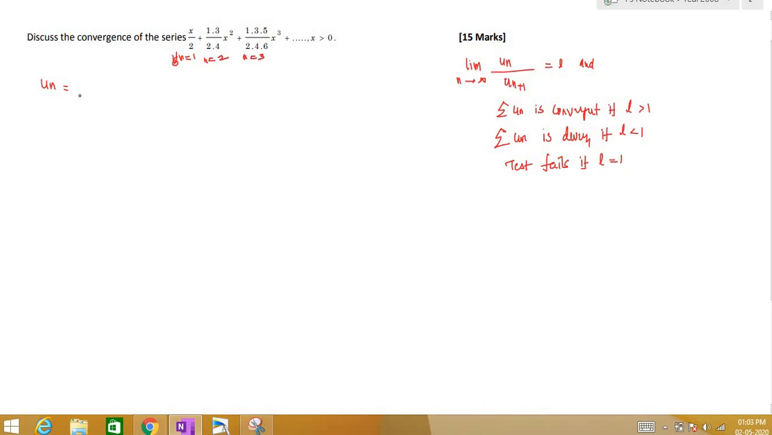So I can write the nth term as un is equal to 1, 3, 5 up to 2n minus 1 by 2, 4, 6 up to 2n into x power n. So this is our nth term, right? Always try to write the nth term. You have to have good practice now. If you substitute n is equal to 1, what will you have? If n is equal to 1, I should not write summation here.